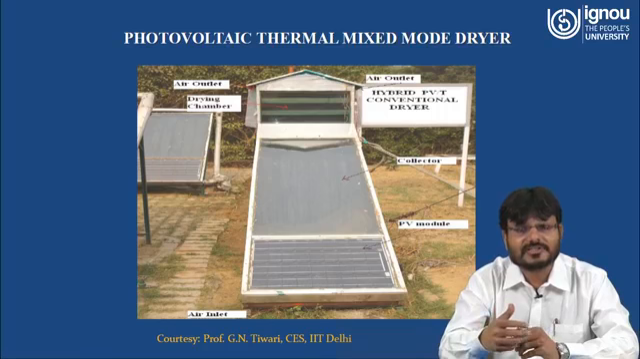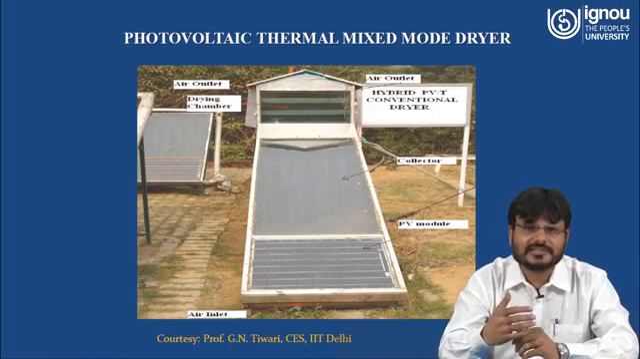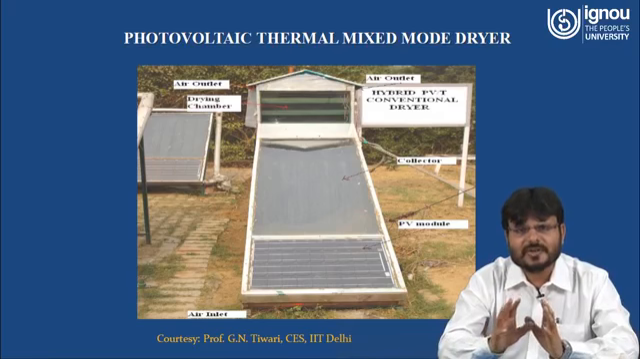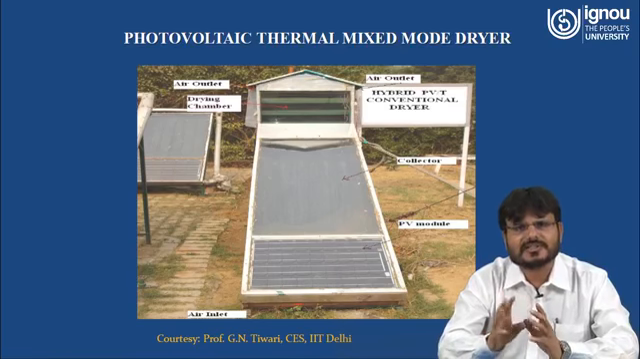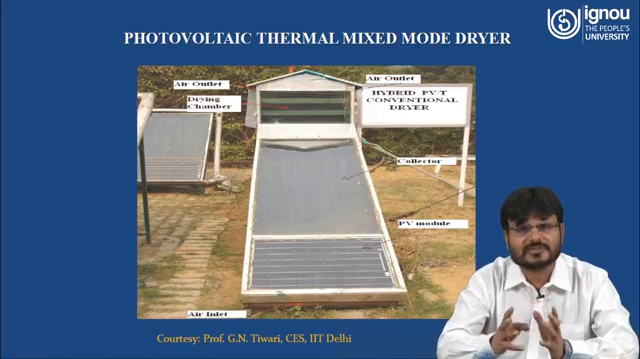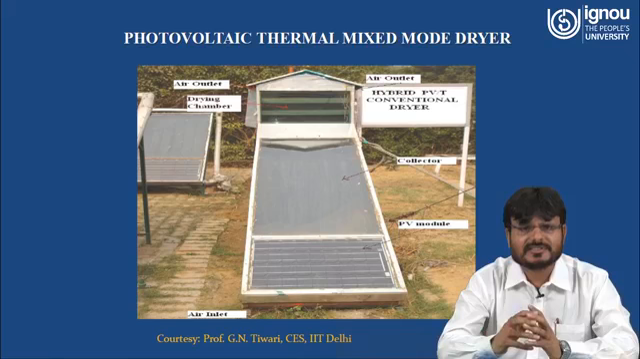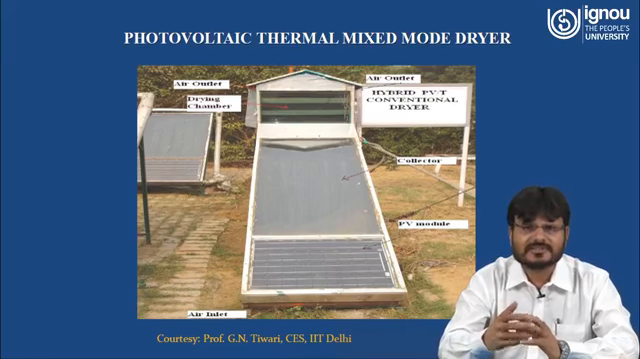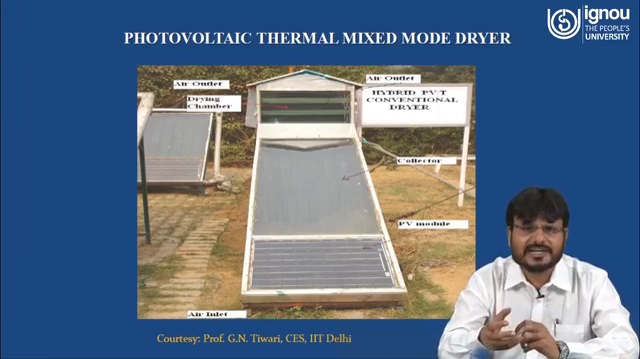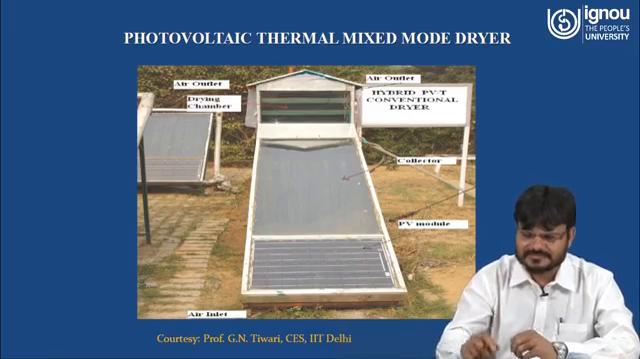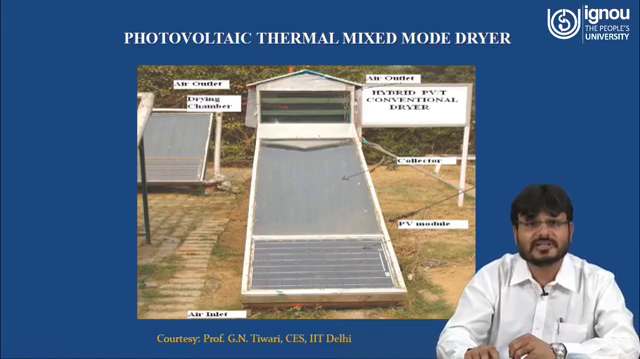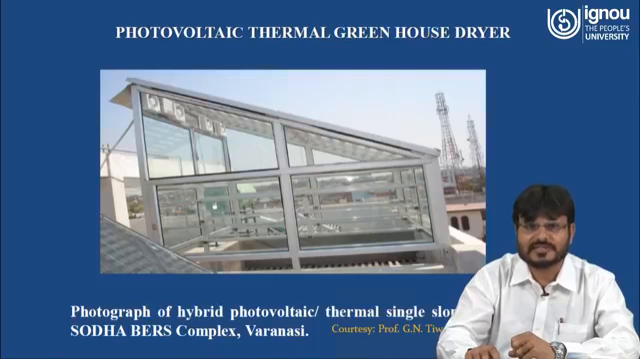Now this hot air is going through the collector area, then it is going inside of the chamber, and here the crop or product is placed, and this hot air is coming in contact with the particular crop, and because temperature is increasing, the evaporation rate is increasing. If the evaporation rate is increasing, that means the time required to dry this particular crop is less. So this is all about the photovoltaic thermal mixed mode dryer.